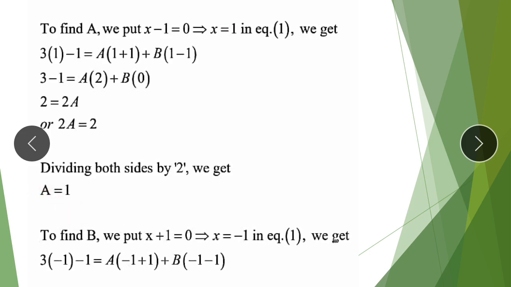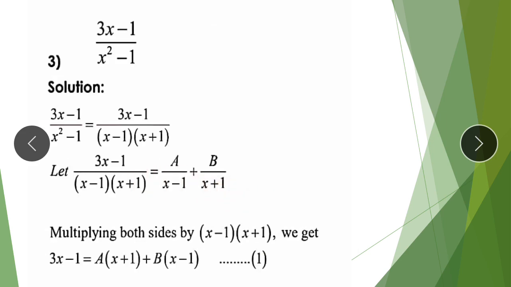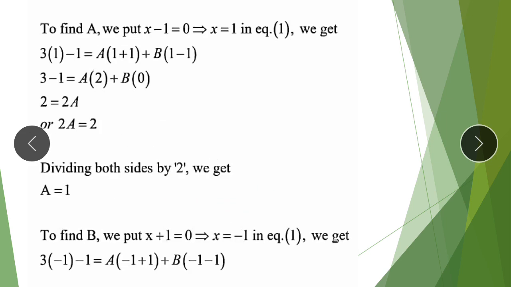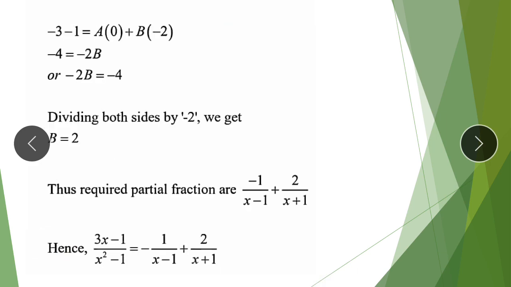Now the next value of x will be, since x plus 1 is here, so it will be x minus 1, the value of x, and we will put minus 1 here. So as a result we will get minus 3 minus 1 and minus 2b. So the value of b will be 2. By calculation, minus and minus will get cancelled, and 4 divided by 2 will result in 2.